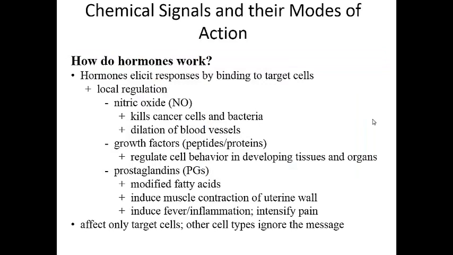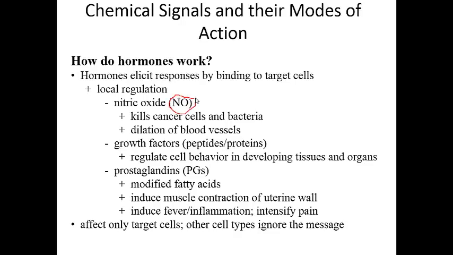There are two types of ligands that we're going to see in the endocrine system, and the first type is called a local regulator. Local regulators are released by glands called paracrine glands. They don't get released into the bloodstream. They get released locally into a tissue and only affect nearby cells that have receptors for them. The first local regulator is called nitric oxide.